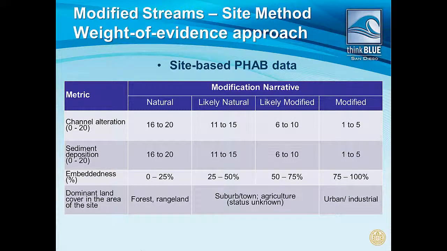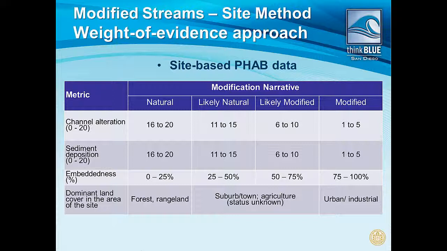The second approach was more of a site-based approach, and it was what we call the weight of evidence approach, where we basically were using the physical habitat or PHAB information that was available for the site, as well as then some of the other metrics I went into just earlier. And then we try to put that together, and I'll show you how we did that.